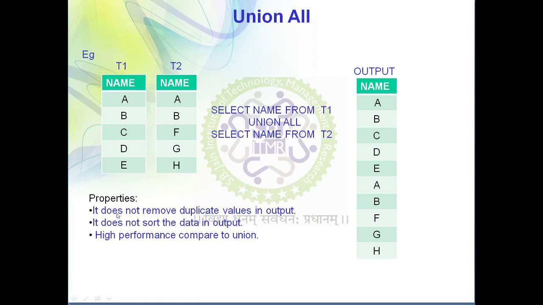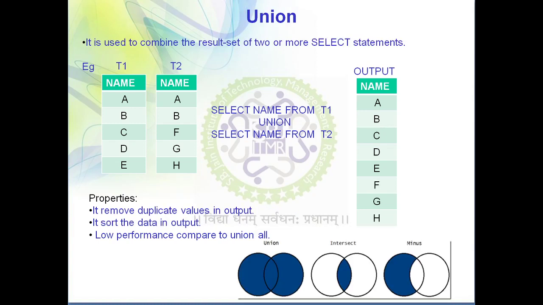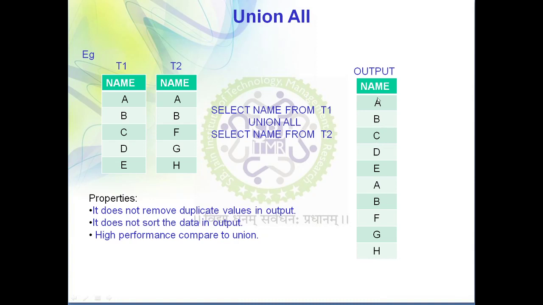So what are the properties? It does not remove the duplicate values. Here you can see A and B is common, but it is not removed by union all. A and B is repeated. Then it does not sort the data in the output. It has not sorted the data, meaning the first table has its data sorted, but it has not sorted the data in the output. I am talking about the output. Here you can see your data is sorted in ascending order, but in case of union all, data is not sorted. It's only an append operation. This is the data of table 1 and it is appended with the data of table 2.